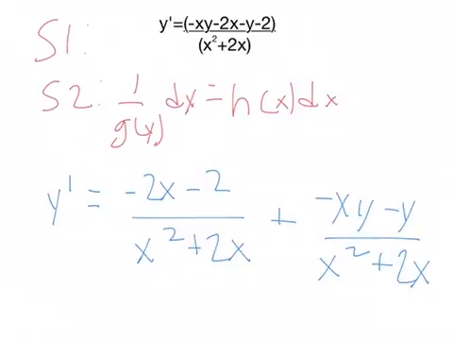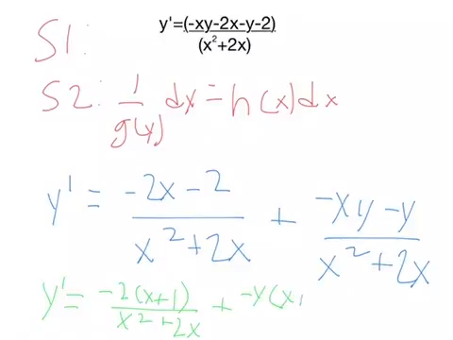And now you can see we can factor out a negative 2 up here, and we can factor out a negative y up here. So if we keep writing, that gives us y prime equals negative 2 times x plus 1 over x squared plus 2x plus negative y times x plus 1 over x squared plus 2x.